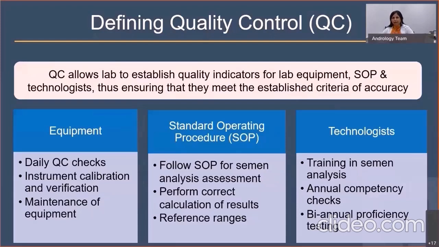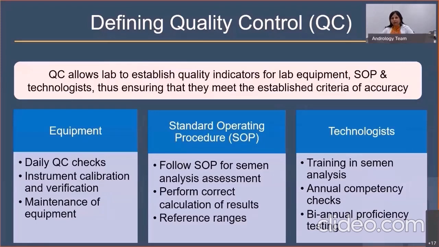To provide an example, I have shown that for semen analysis assessment, the technologist or the testing staff has to follow a standard procedure and do it as it is laid out and broken down into steps within the procedure. Also, within the SOP, you have the reference ranges. So the reference ranges are provided as per the WHO 5th edition guidelines in the male infertility evaluation lab.